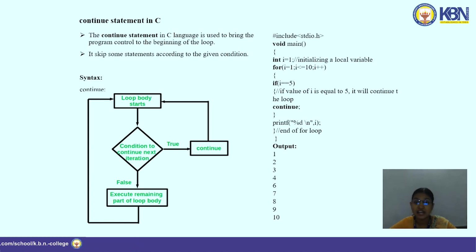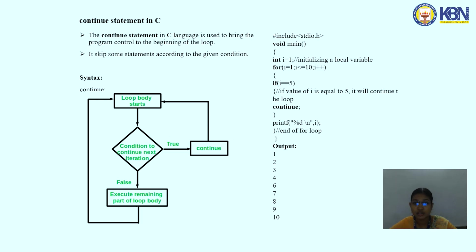Next, let's see the i value becomes 5. 5 is less than or equal to 10. The condition is true. 5 equal to 5, the condition becomes true. That's why the 5 value will not be printed. Why? Wherever the condition becomes true, that value should not be printed in the continue statement. So it skips some statements according to the given condition.